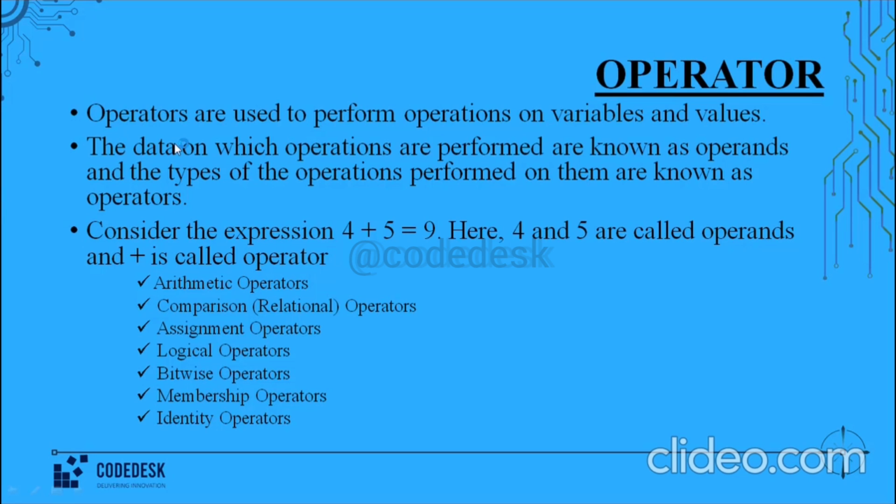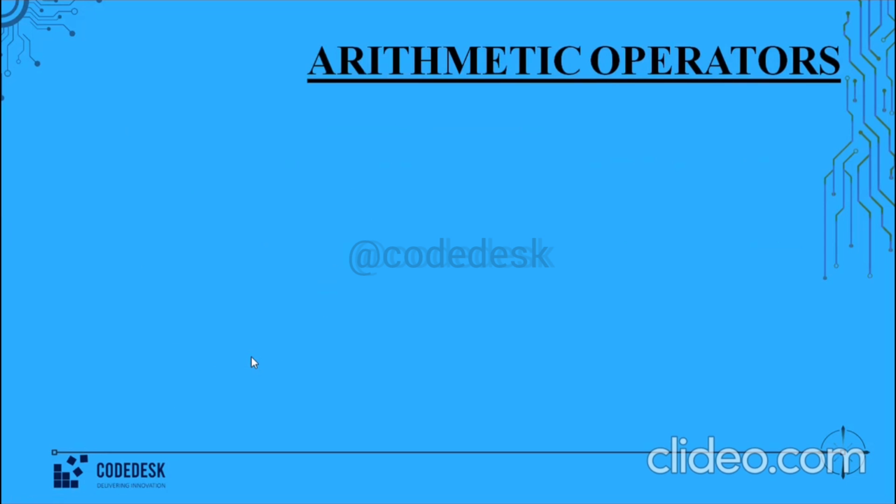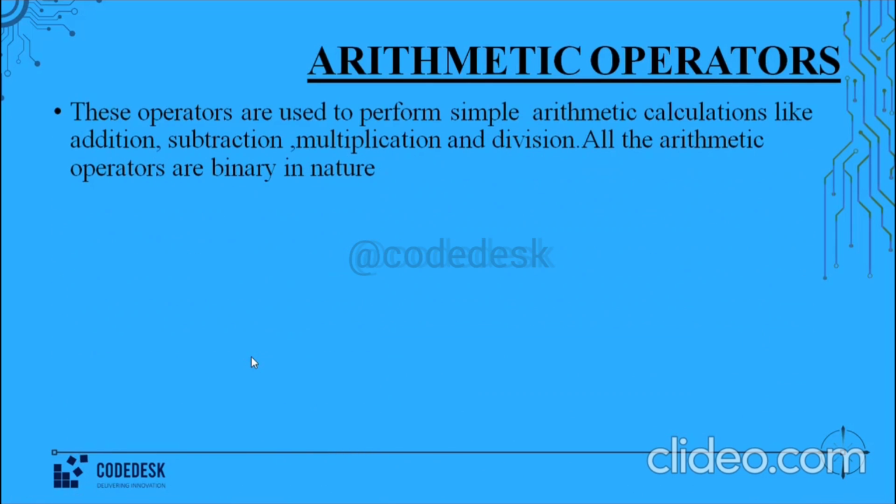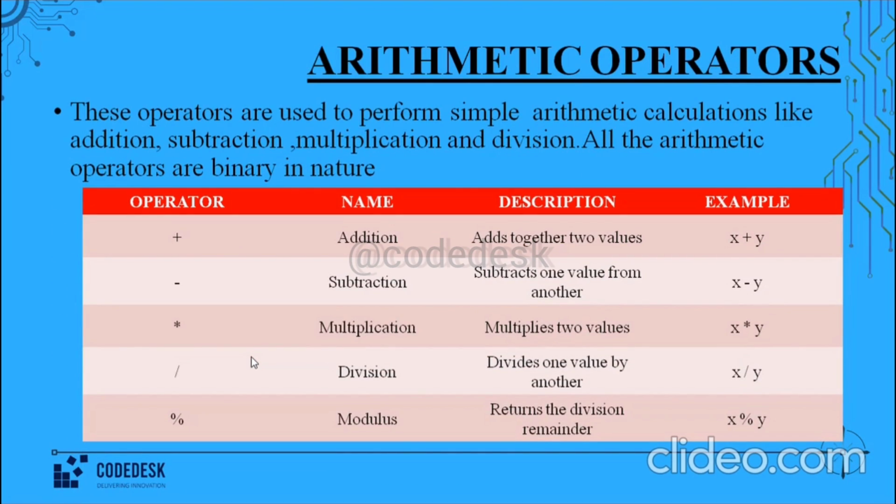So here we have 4 plus 5. Here 4 and 5 are the operands and plus is the operator. There are various types of operations involved in the Python programming language. Let me elaborate on each. The first is arithmetic operators. The operations under arithmetic operators are addition, subtraction, multiplication, division and modulus. We know addition is adding two numbers.